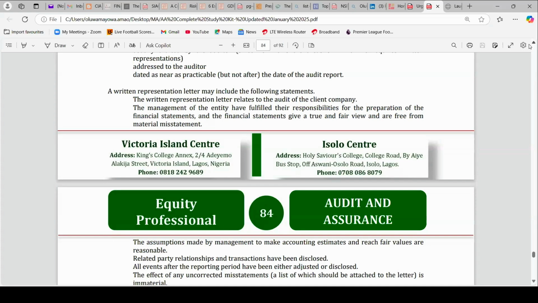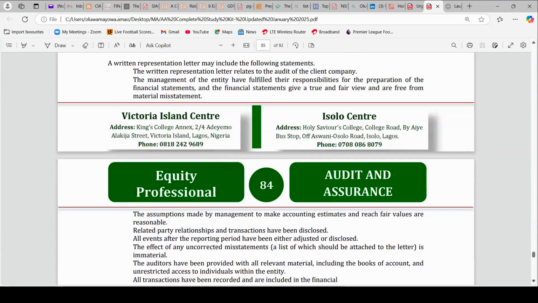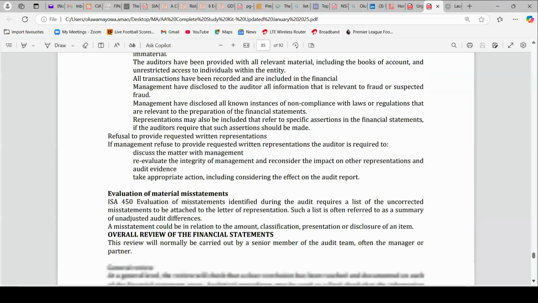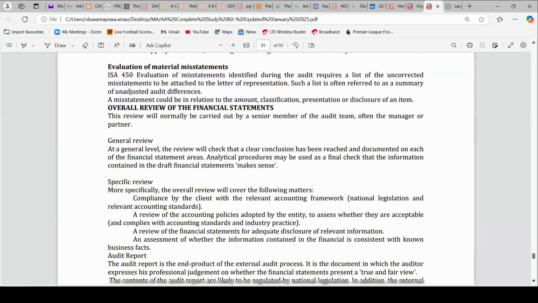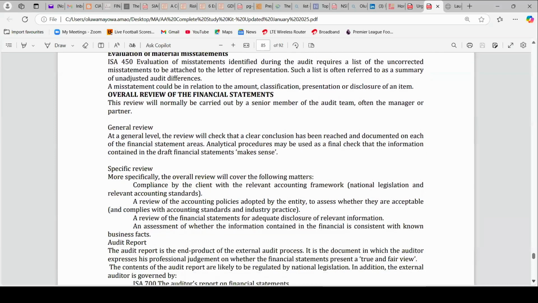Now, the second standard that speaks to audit finalization is ISA 450. ISA 450 has to do with evaluation of misstatement. Evaluation of misstatement is ISA 450. Now, if I may ask, what are misstatements? I think that's a good question to ask.